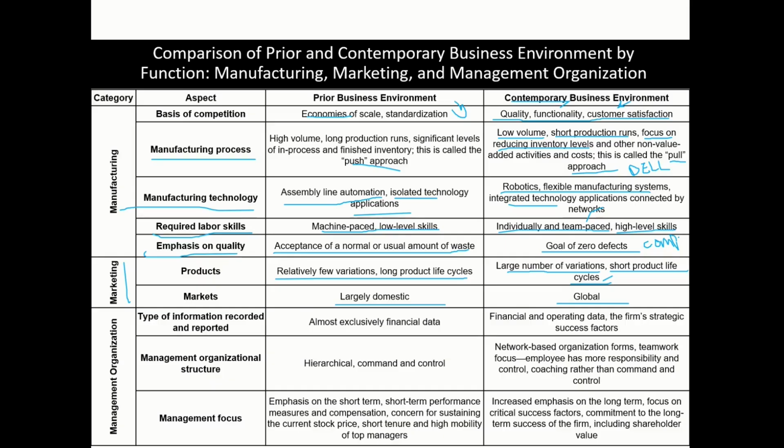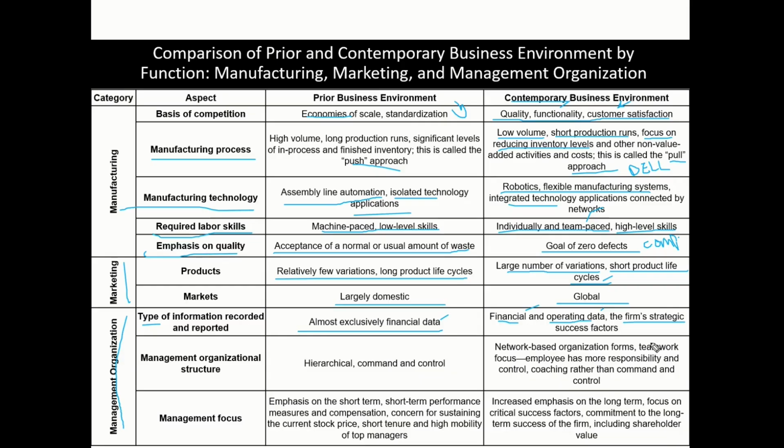The management organization type of information is recorded and reported. It used to be exclusively financial data. This is what we took into account. Now we're going to see later in this course that we use financial and operational data in evaluating the company. And we would look eventually at something called the balanced scorecard, which we'll look at later. Don't worry about that now. But we're looking at non-financial data to evaluate the company.